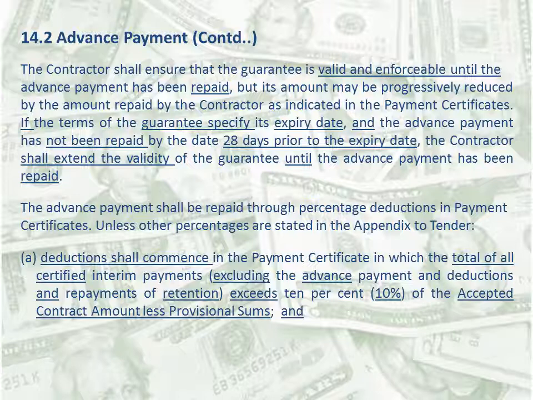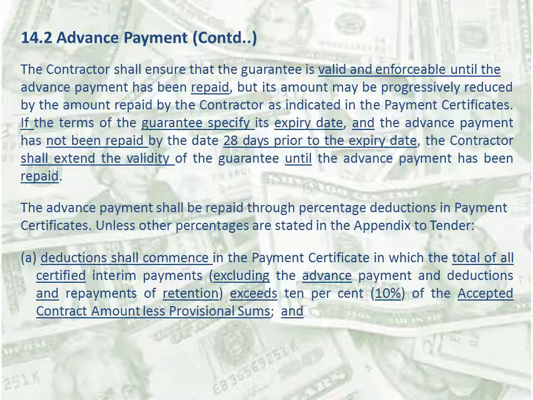Also, the clause says the advance payment shall be repaid through percentage deductions in payment certificates unless other percentages are stated in the appendix to tender. A. Deductions shall commence in the payment certificate in which the total of all certified interim payments, excluding the advance payment and deductions and repayments of retentions, exceeds 10% of the accepted contract amount less provisional sums.